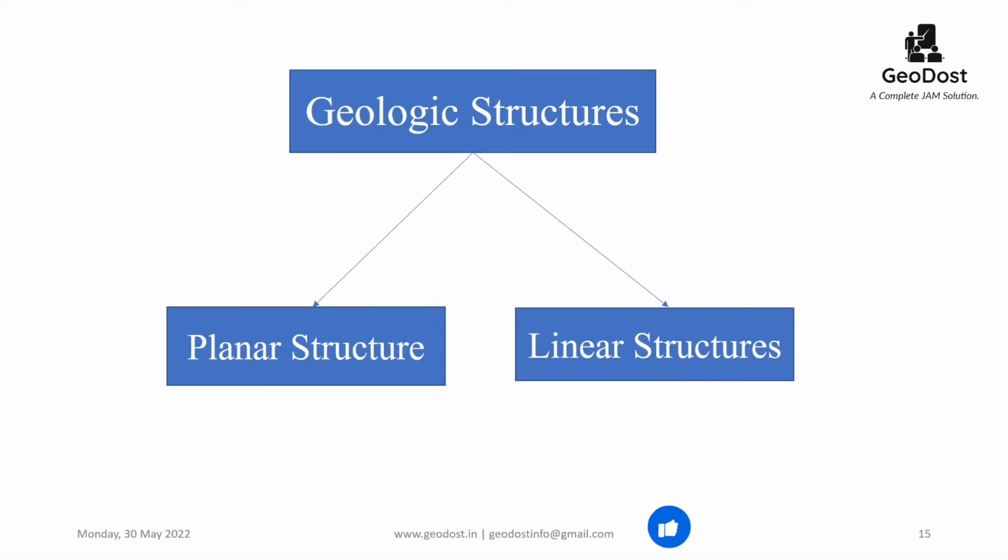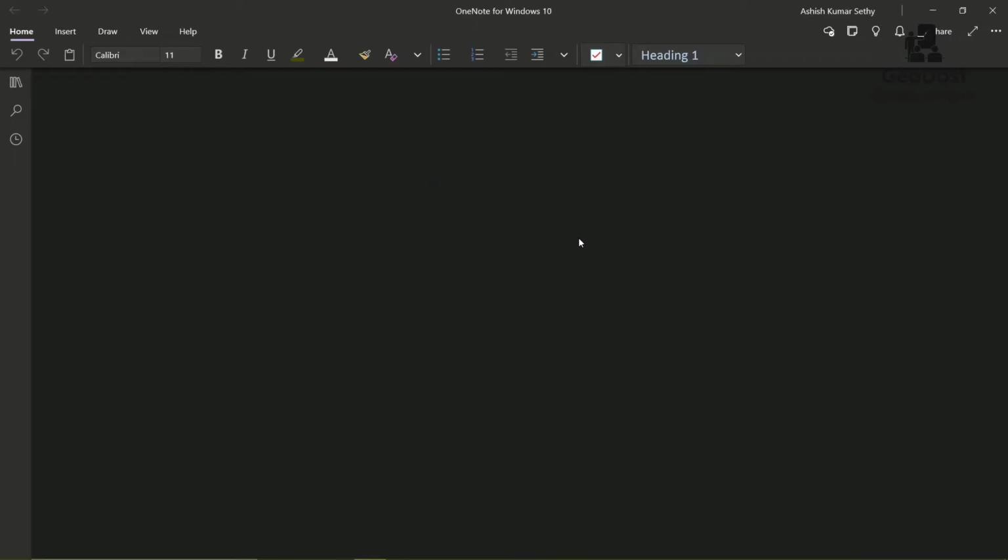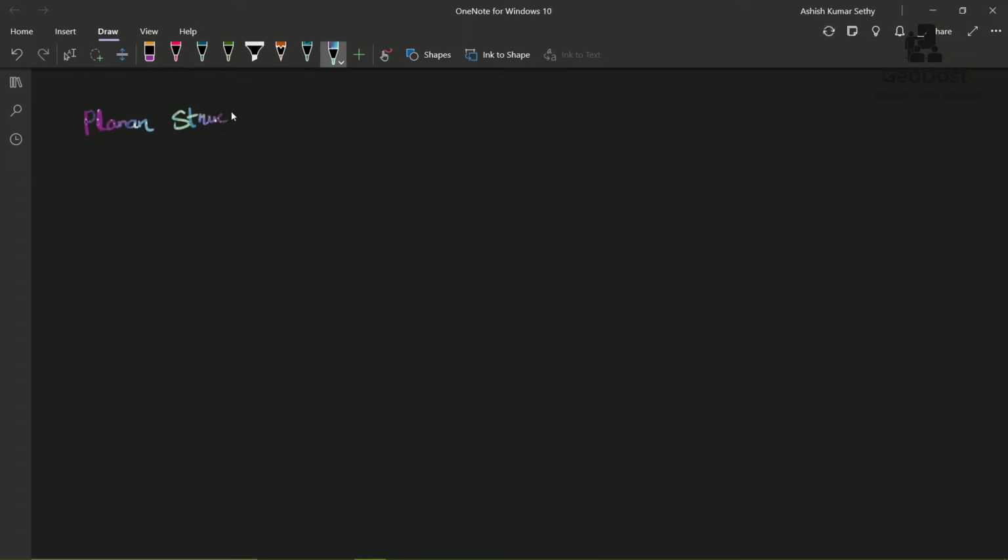Before going to the numerical part, we have to understand what the attitude of a planar structure is, what the linear structures are, and the terms associated with attitudes. If you want to describe the attitude of a planar structure, as I told you yesterday, these are basically foliations, any two-dimensional structure, an axial surface, axial plane, or any fault plane. You have encountered many planar structures in structural geology.